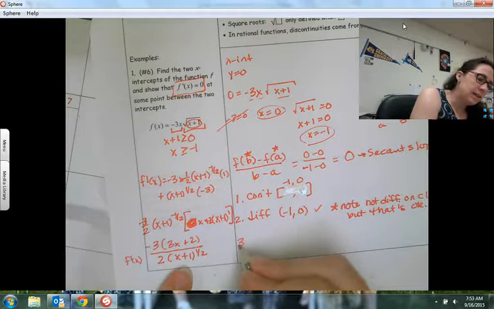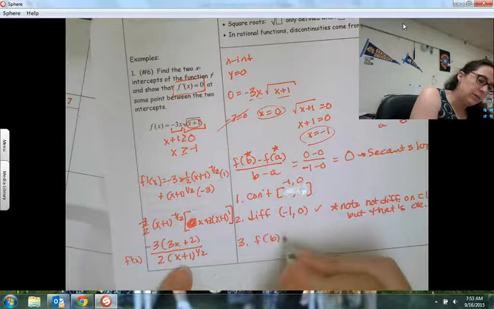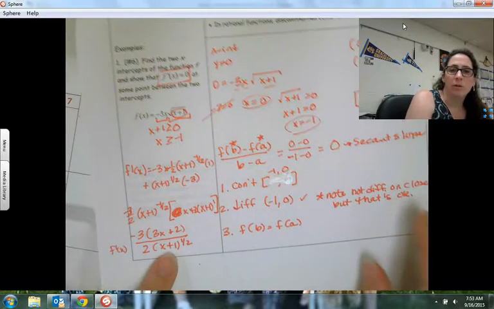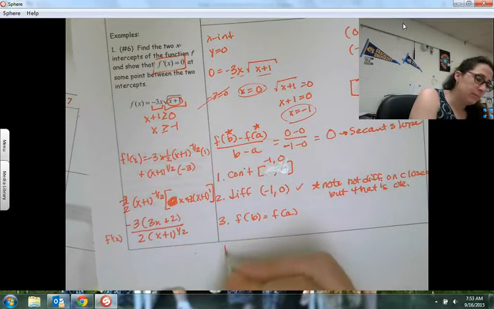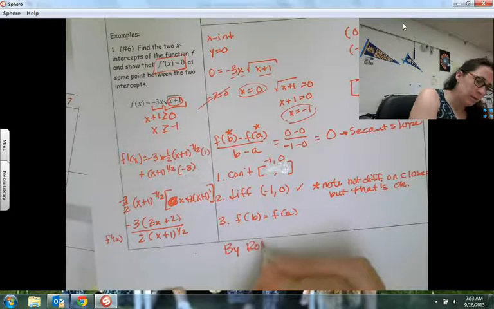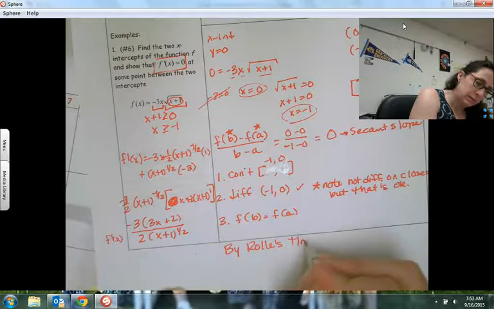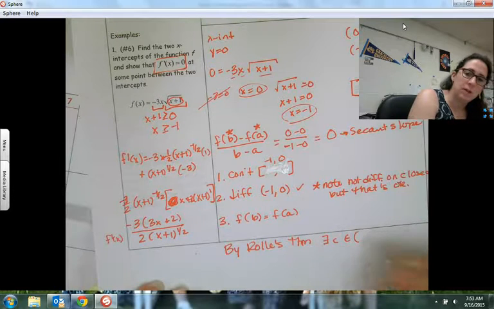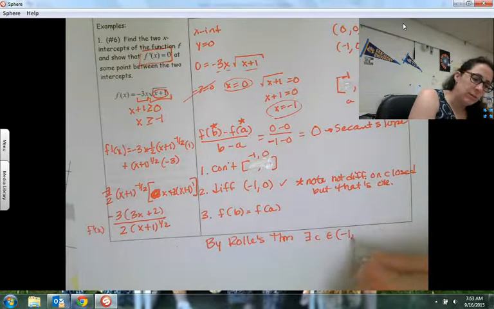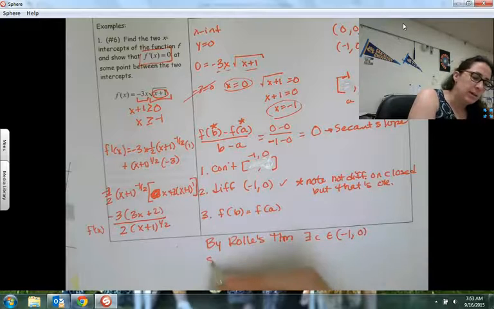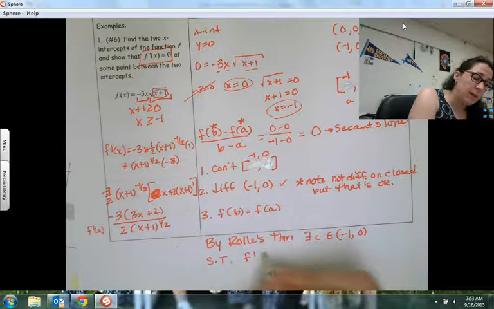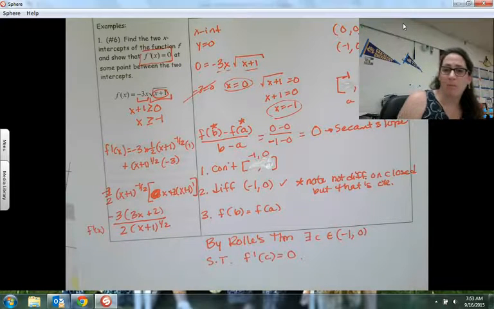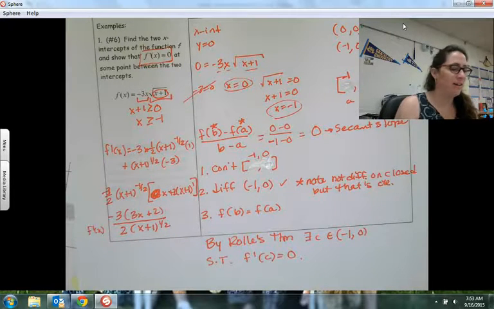And I saw that f of b equaled f of a. Okay? So, by the Rolle's theorem, there exists a c belonging to that open interval from -1 to 0 such that f prime of c equals 0. Pretty cool. All right.